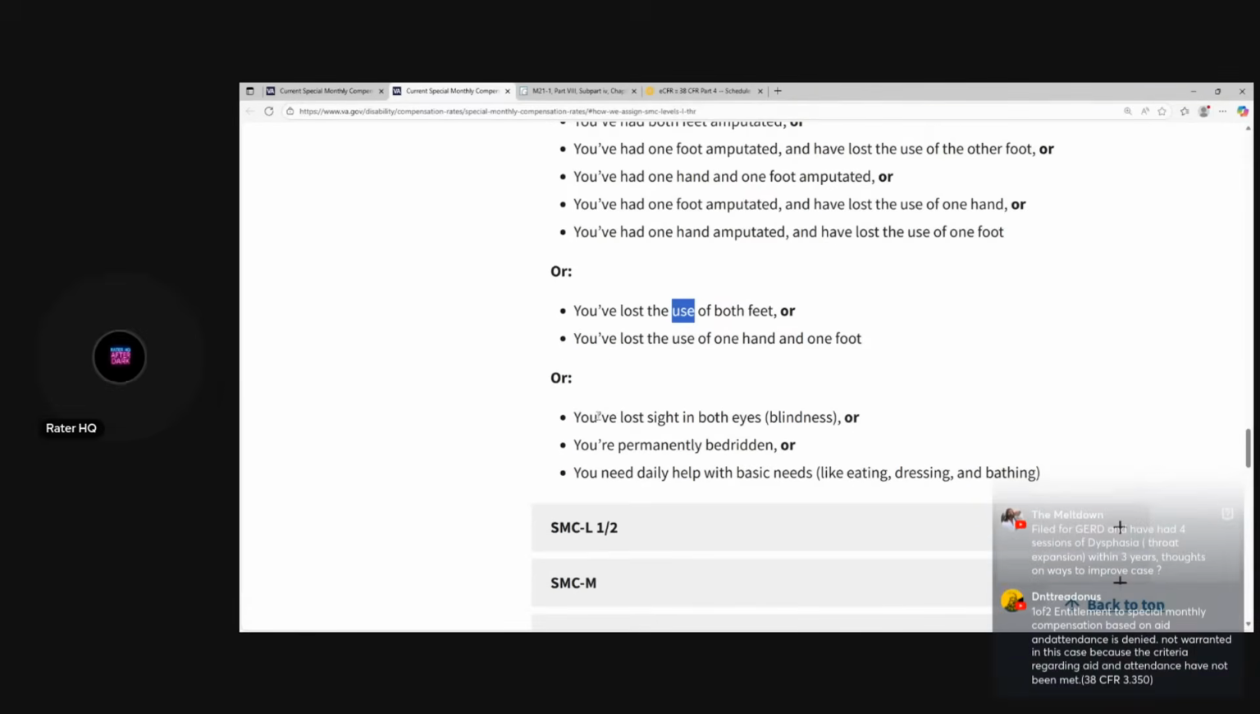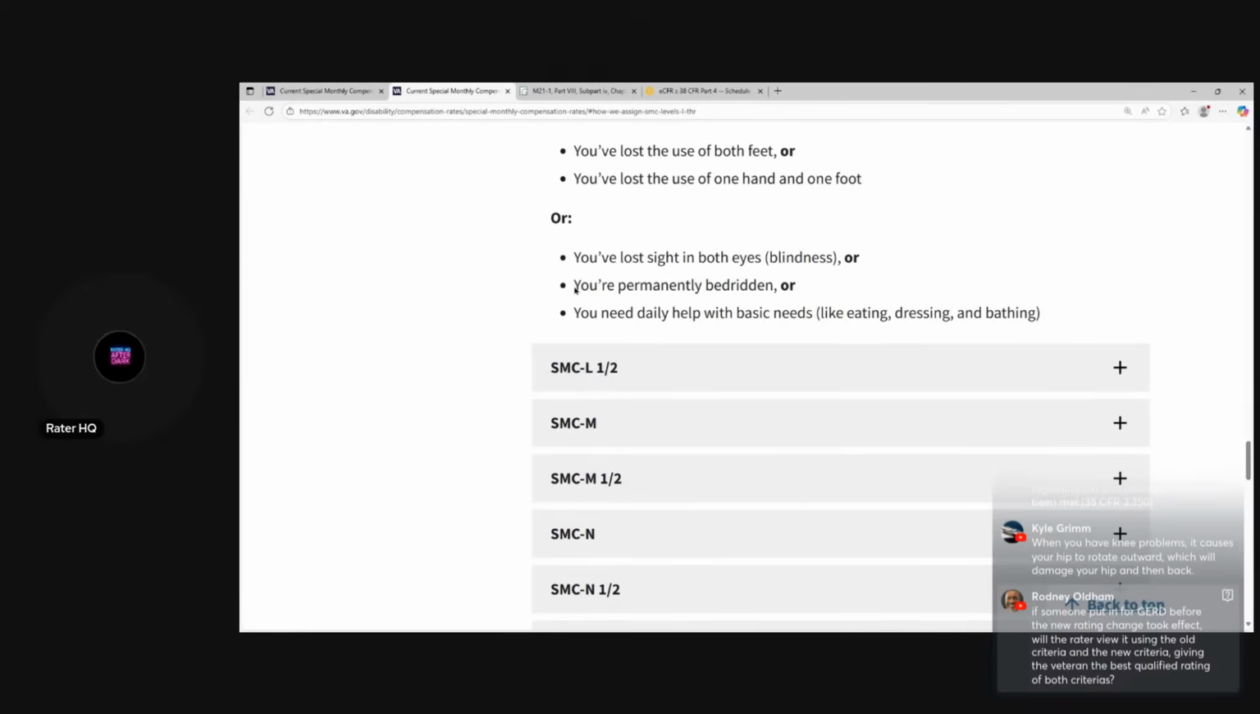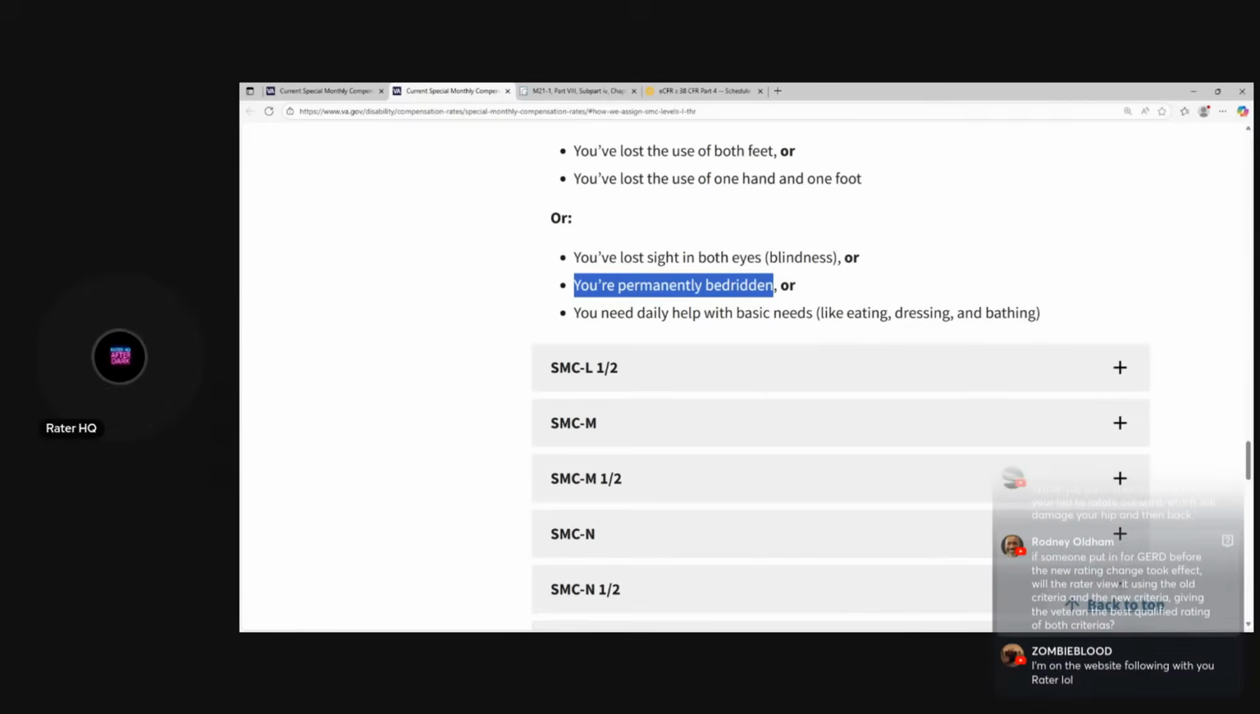Then they talk about the loss of eyesight and blindness, which is actually often overlooked by raters. I don't understand why. This is also true if you are permanently bedridden. Now you cannot be SMC S1. That's statutory housebound, where you have 100% service connected disability and a total combined of like 60%. That does not count for this.